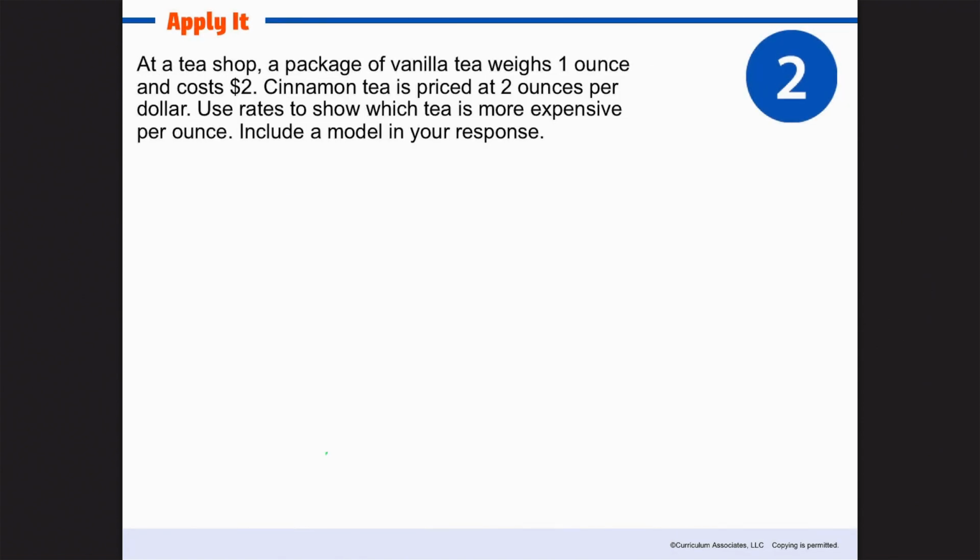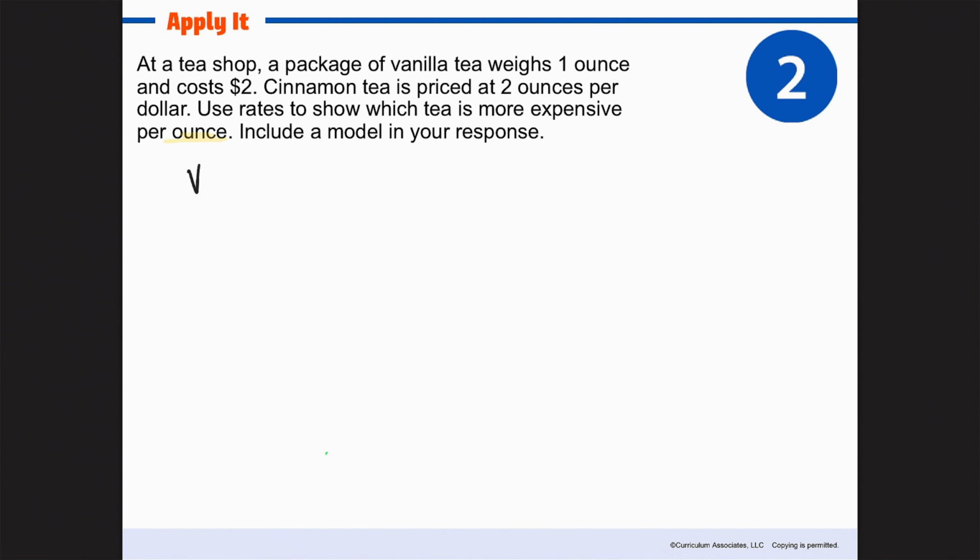Looking at this next one, it says a tea shop. There's a package of vanilla tea that weighs 1 ounce and costs $2. Cinnamon tea is priced at 2 ounces per dollar. Use rates to show which tea is more expensive per ounce. So the important thing I need to remember here is per ounce. Okay. Sorry, I'm trying to get my marker here. Per ounce. Okay.